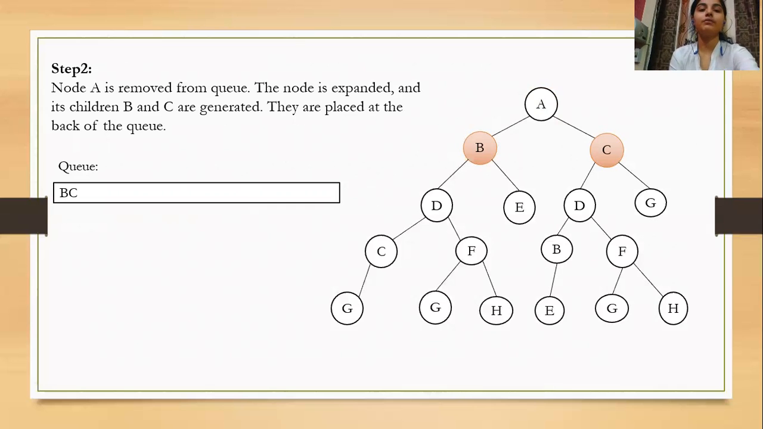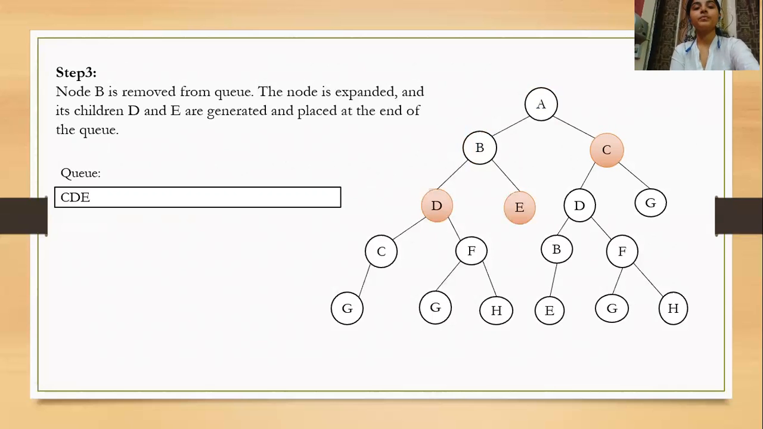So we will remove A from the queue, expand it, and find that B and C are the children of A. We are going to add B and C into the queue. B is the first data in the queue, so we remove B from the queue and expand it. B is not our goal node, so we remove it, and the children of B, D and E, are added into the back of the queue.